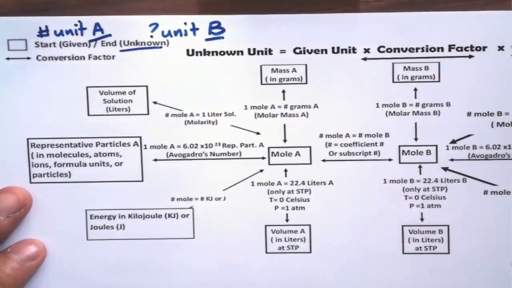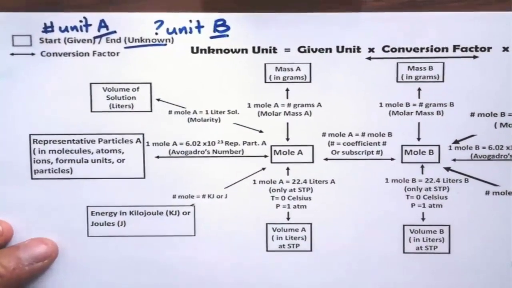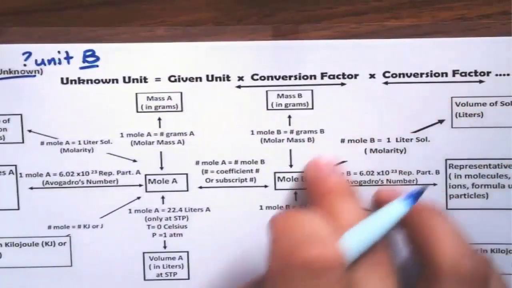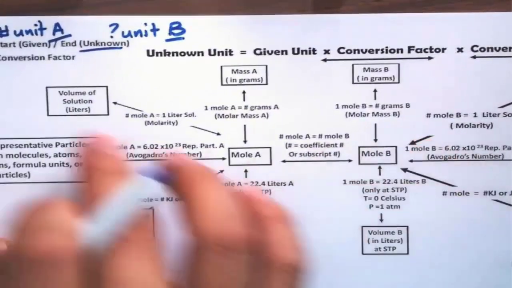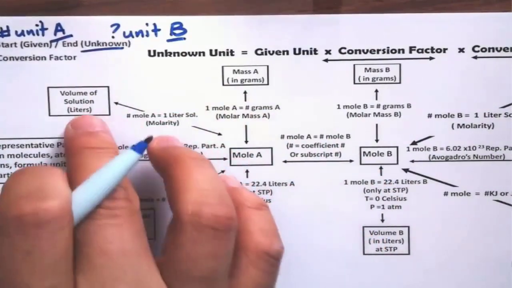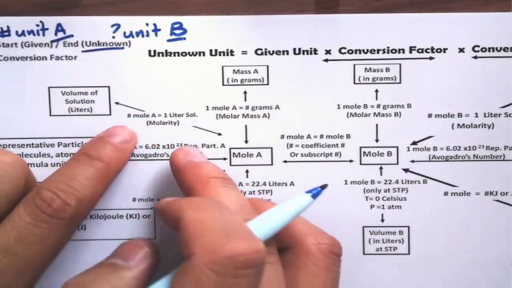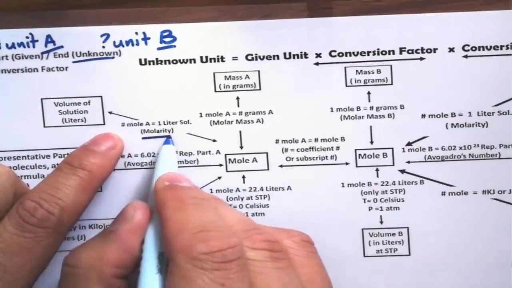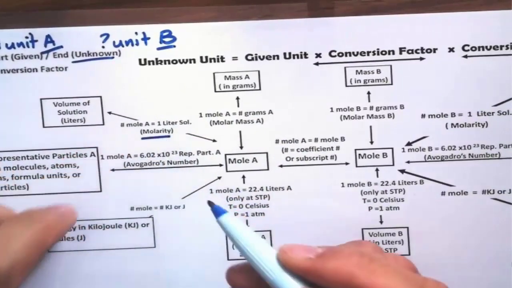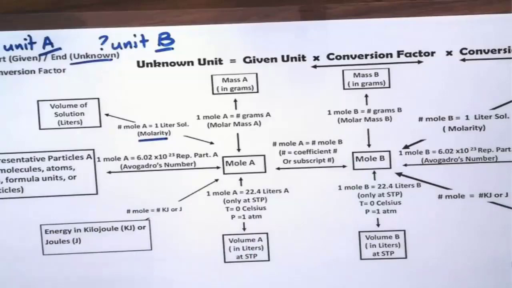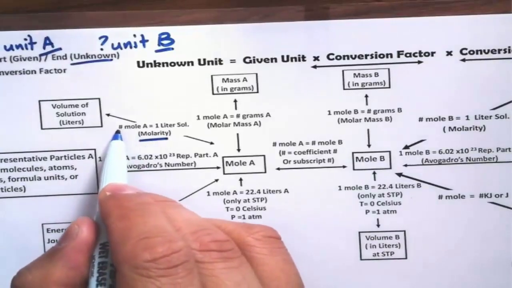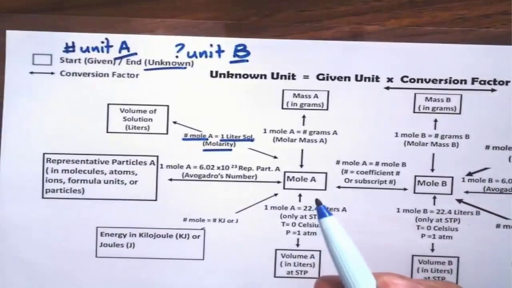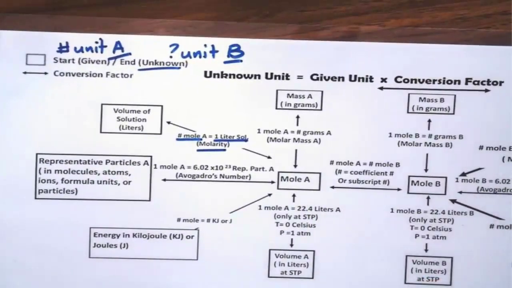Now in this lesson, we are going to look at this part of the flowchart right here, or that part of the flowchart right there. But in this case, for GenChem, we're only looking at this part. How are we going to use that conversion factor right there? This conversion factor is called molarity. And molarity is basically the number of mole A equal to 1 liter of solution. So let's talk more about molarity, okay?